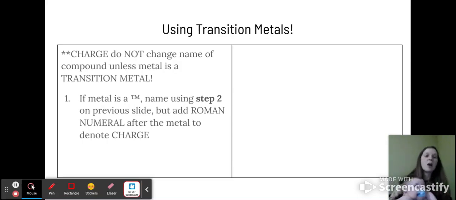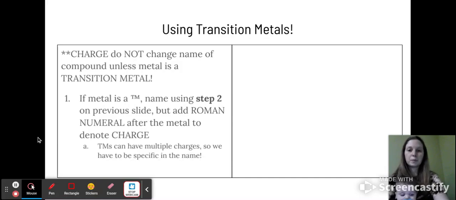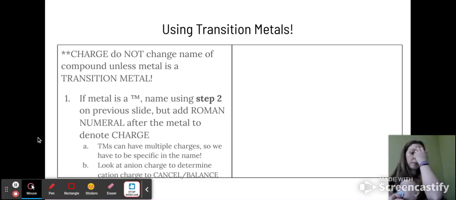If I have copper and oxygen together and I just write copper oxide, that's not enough detail because it could be copper 1 or copper 2. The transition metals can have multiple charges, so we have to be specific in the name. You look at the anion charge to determine the cation charge to cancel or balance.